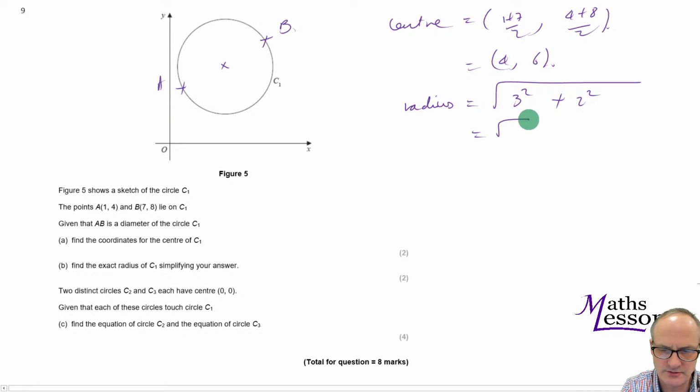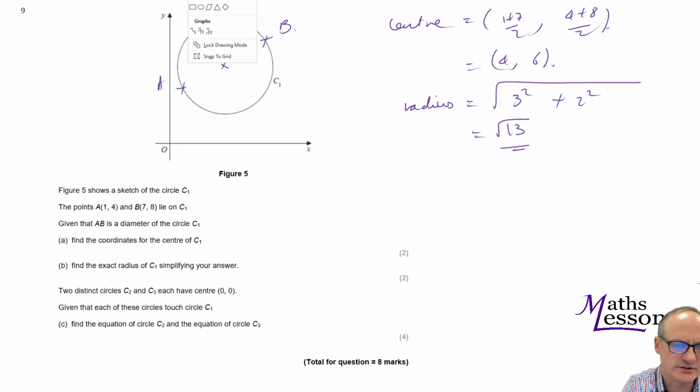So that is going to give me the square root of 13. And we want the exact value, so therefore that's our answer. Now, we've got 2 distinct circles which have a center at 0, 0 here. And given each of these touch circle C1, find the equation of circle C2 and the equation of circle C3.